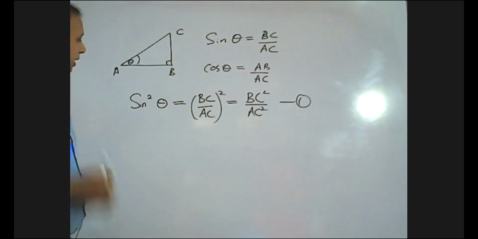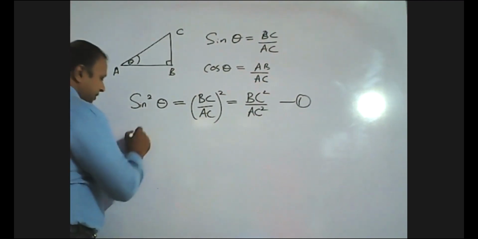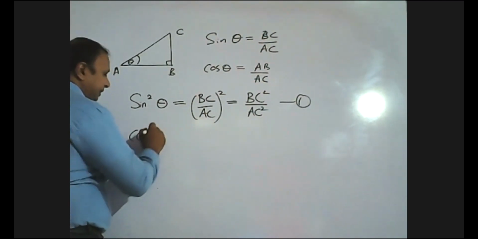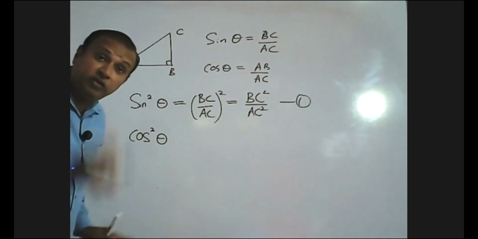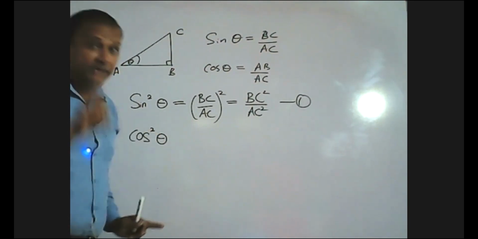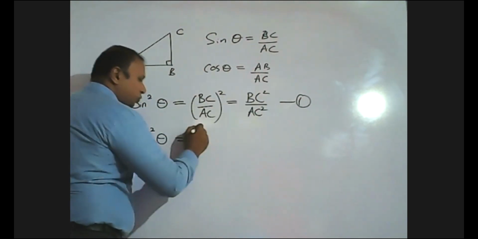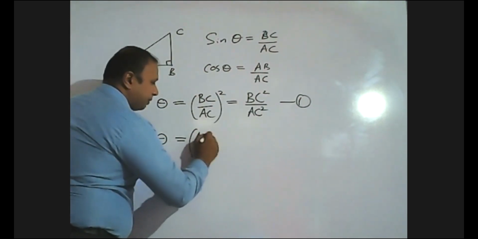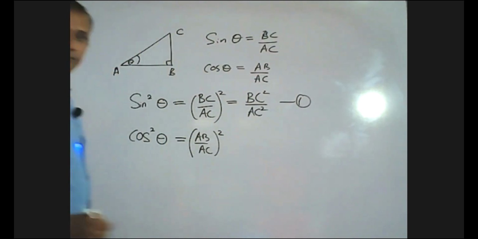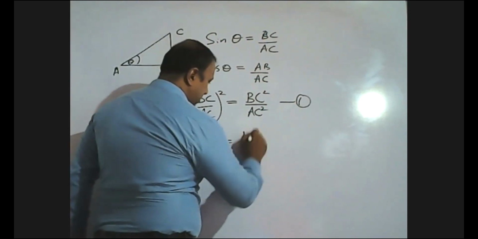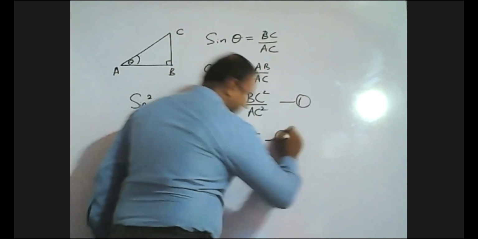Then again, take the square of cos theta. Normally we write it as cos square theta. Cos square theta means square of the ratio, not the angle. So I have to take the square of the ratio, AB over AC, squared. So it is equal to AB squared over AC squared. This is second.